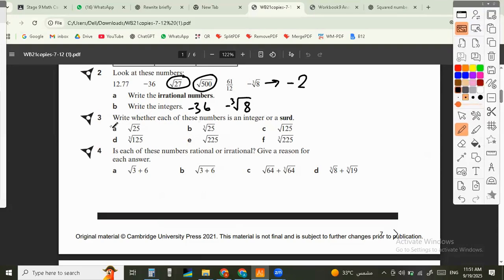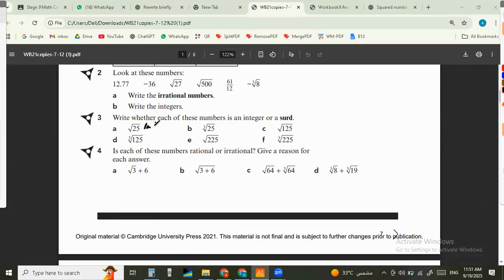All right. Question 3 says to write whether each of these numbers is an integer or a surd. This is an integer, it's a 5, integer. This one, no, I cannot find an answer to it. It's a surd. This is a square root, not a cube root. Look at this. Square root of 125 is a surd, but cube root of 125 is an integer. Square root of 225 is 15, so it is an integer. Cube root of 225, I cannot find an answer to it. So it's a surd.